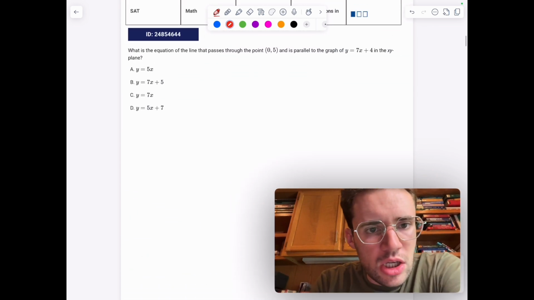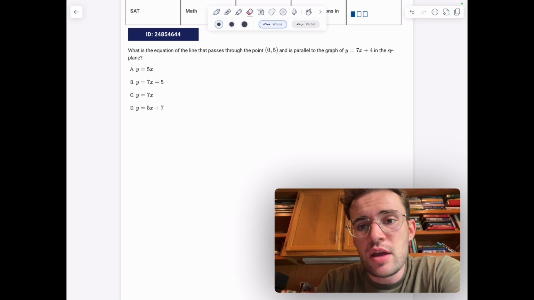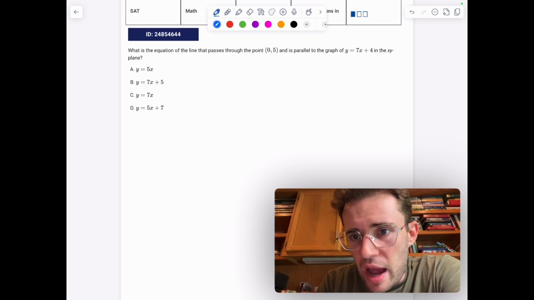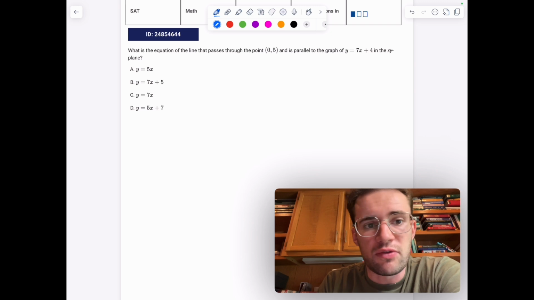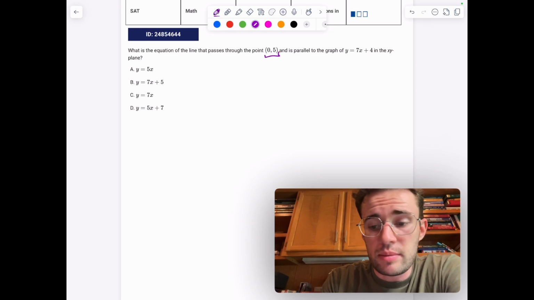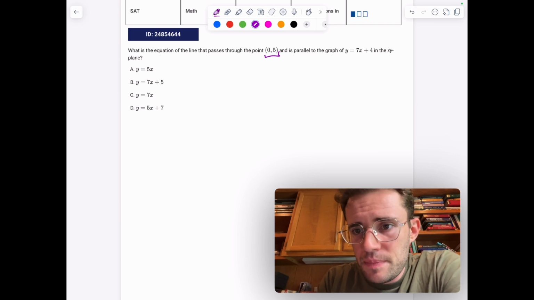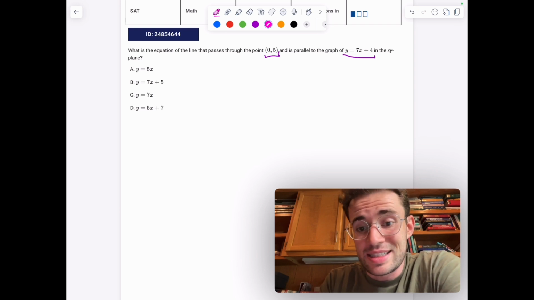All right, what is the equation of the line that passes through the point (0, 5), and is parallel to the graph of y equals 7x plus 4 in the xy plane? What's nice is they actually gave us the y-intercept here. Sometimes they'll give you a point that's not the y-intercept, but they gave us that. And if they say it's parallel to this line, parallel means that it's the same slope.